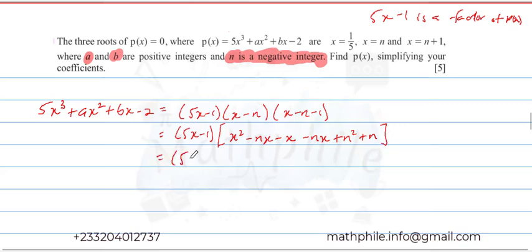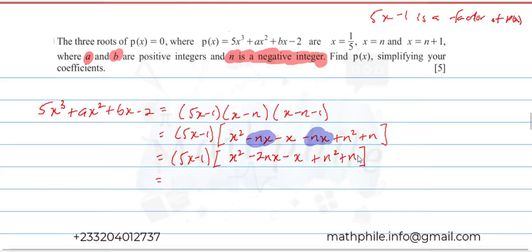Let's clean up a little bit inside the bracket. So negative nx minus nx will be negative 2nx. So this gives you x squared minus 2nx minus, if you are wondering where that is coming from, it's actually coming from this side. So negative nx plus negative nx will give you negative 2nx. So minus x plus n squared plus n. Okay, so that's the first expansion.